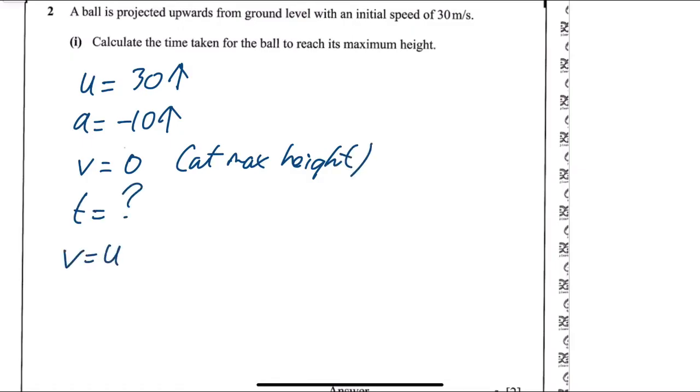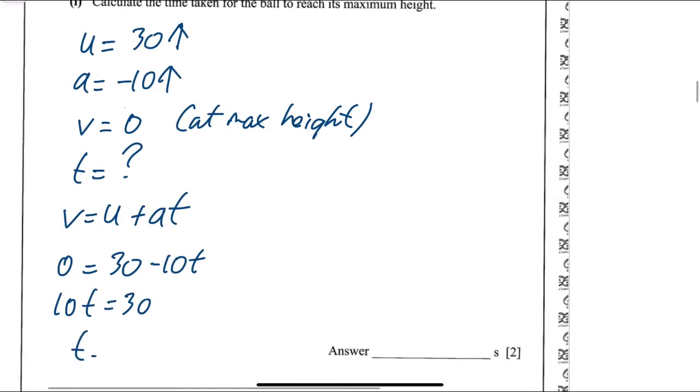So you're just going to use v is equal to u plus at. So that means 0 is equal to 30 minus 10t, or 10t is equal to 30. A wee bit of working out there. t is equal to 3. So 3, and you can see they've got the units in there of seconds, so we don't need to add those in. So 3 seconds.